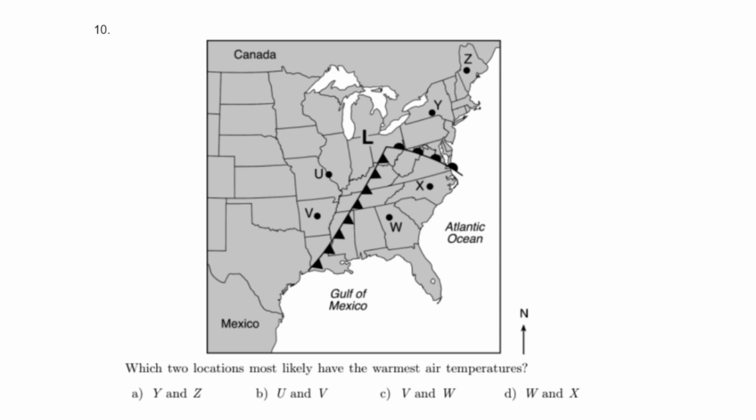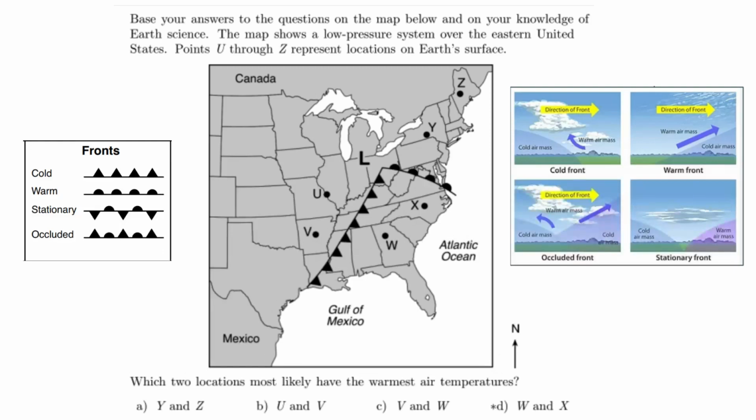Next is number 10. Pause this video, go ahead and try it. Which two locations most likely have the warmest air temperatures? The correct answer is W and X. Here's why. I see this is a cold front. And I know this cold front is moving this way because the arrows are pointing this way. That means this must be cold and this must be warm, because in a cold front, a cold air mass pushes towards a warm air mass.